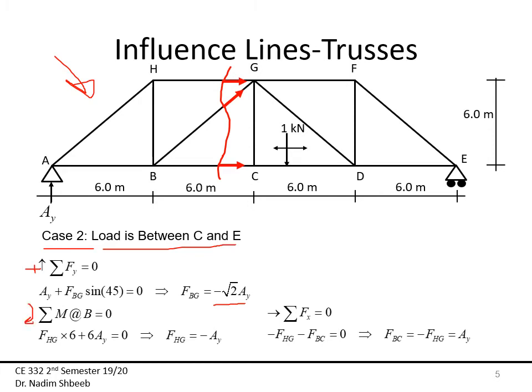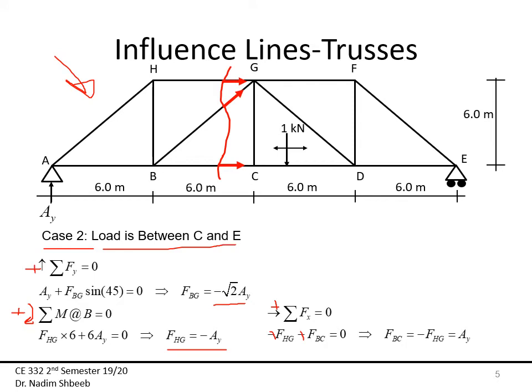Take the summation of moment at B equal to 0, then FHG times 6 plus 6 AY, and then I'm getting FHG equal to minus AY. Summation of Fx equal to 0. I'm getting this in the positive direction, when actually that shouldn't be minus minus. In fact, depending on what I'm choosing up there, it's supposed to be plus plus, but the overall effect is the same. FBC is minus FHG, which is equal to AY.